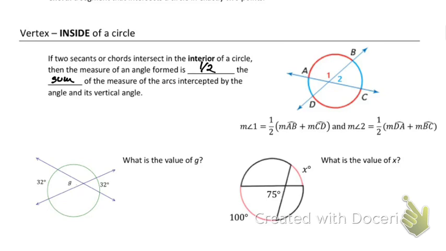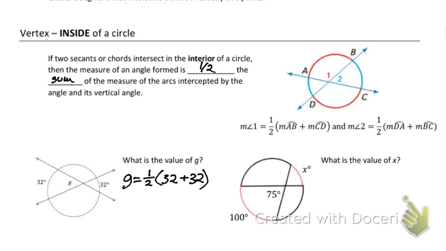So some examples. We have our first one. What is the value of G? Well, you're going to ask yourself, is it two lines intersecting inside a circle? Yes, it is. So that's when you're going to do your 1/2 your two arcs added together. Well, that's going to be G is going to equal 1/2 32 plus 32.